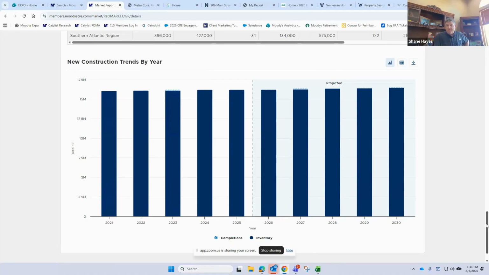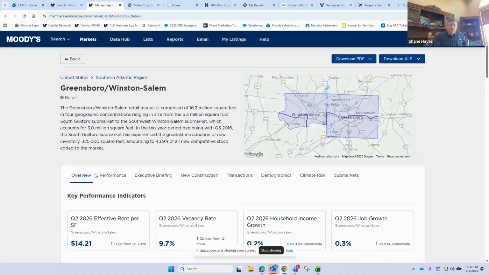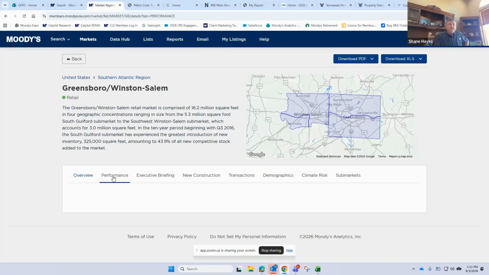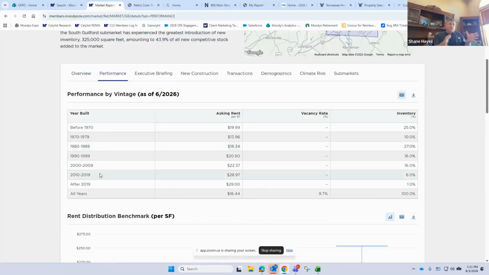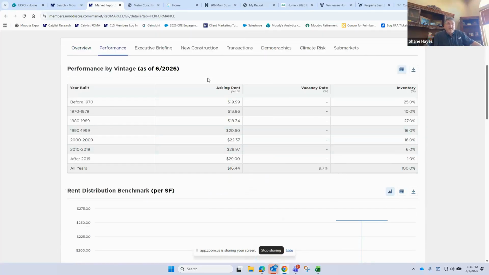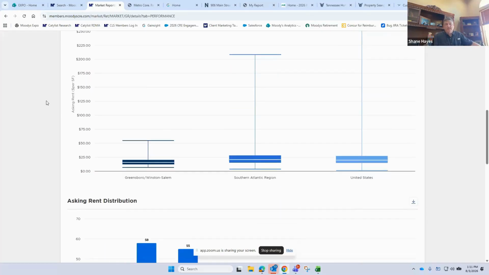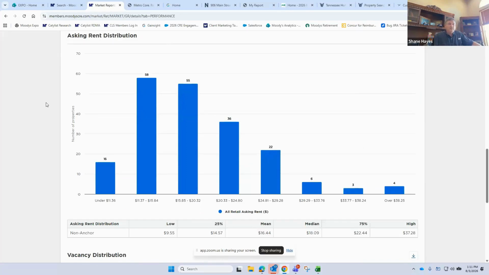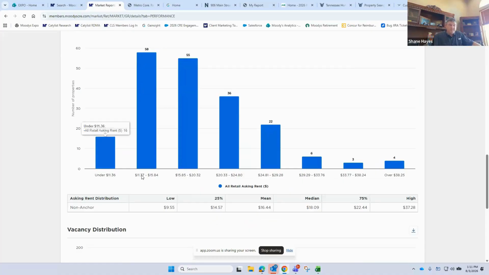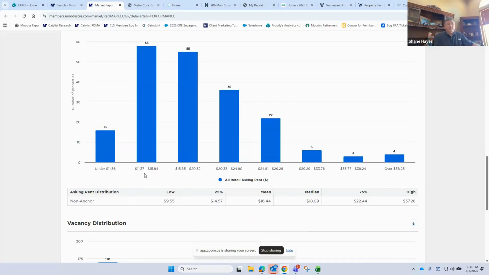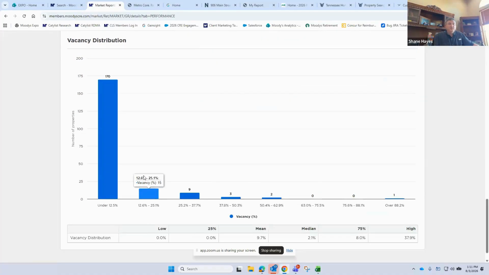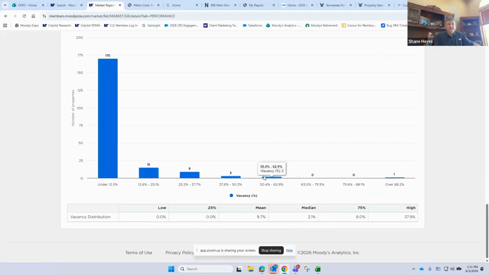So I'm going to go back up to the top, and I'm going to move left to right. So you see we have a new construction tab right here. The performance tab is going to get more specific, as those were general terms, numbers we were looking at. So you have timelines and how far we go back. You can see this has been tracked since 1970. This is benchmarking you against the region and the US. And then you're going to have your asking rent distribution. So these are going to be the ranges you can see down here, where the asking rent ranges are and how many properties fall within each. And then your vacancy distribution here as well. And then again, you can just hover across that to get an idea.